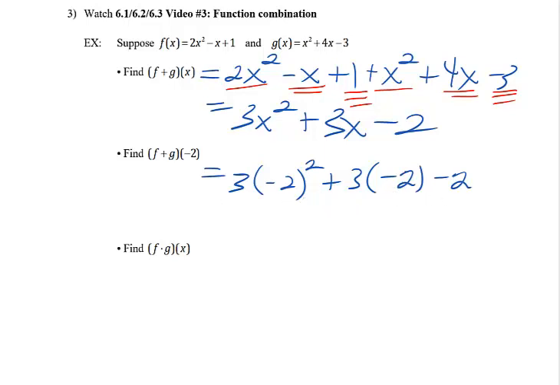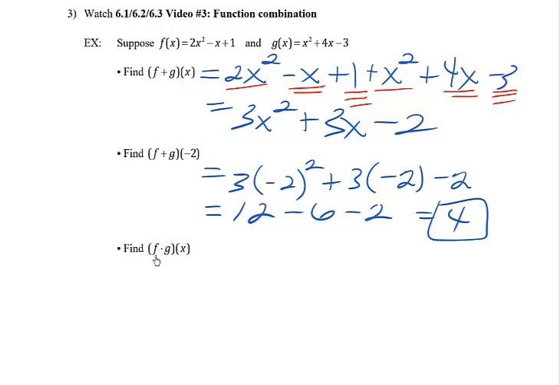Want to make sure I get all my signs right. Let's see, this would be negative 2 squared is 4, times 3 is 12. This one looks to be minus 6, minus 2. When you work that all out, this comes out to be 4. Function combination. We created a new function by adding together two other functions, and then we used that function just like we always have. Let's try one other example.